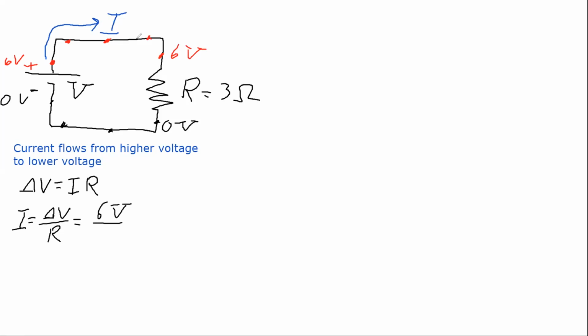And then the resistor, like it says there, is 3 ohms. So what I get here is a current of 2 amps. Okay, so it's just a simple calculation, but you can see how we could use Ohm's law there.